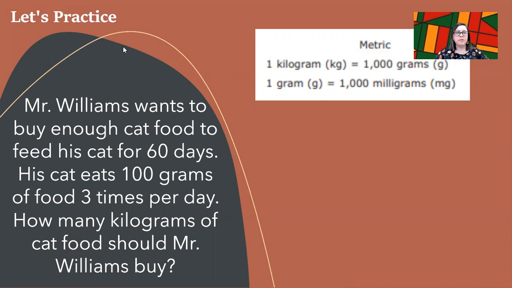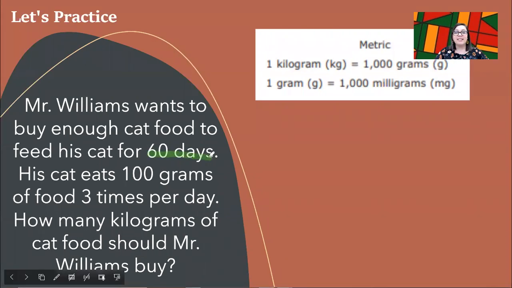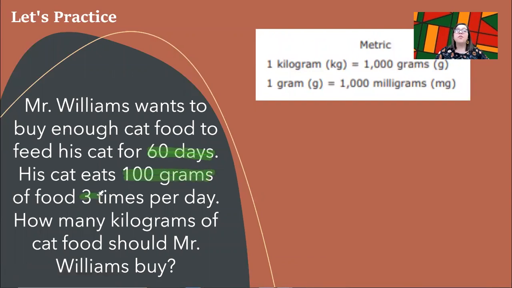So Mr. Williams wants to buy enough cat food to feed his cat for 60 days. His cat eats 100 grams of food 3 times per day. So that means he feeds his cat 3 times a day, and every time he feeds his cat, he gives his cat 100 grams. We want to know how many kilograms of cat food Mr. Williams should buy so that he has enough for 60 days.